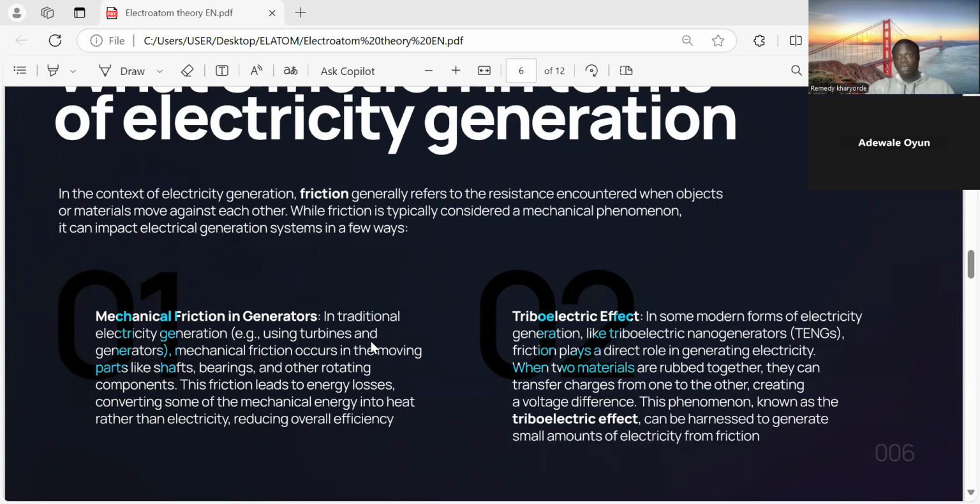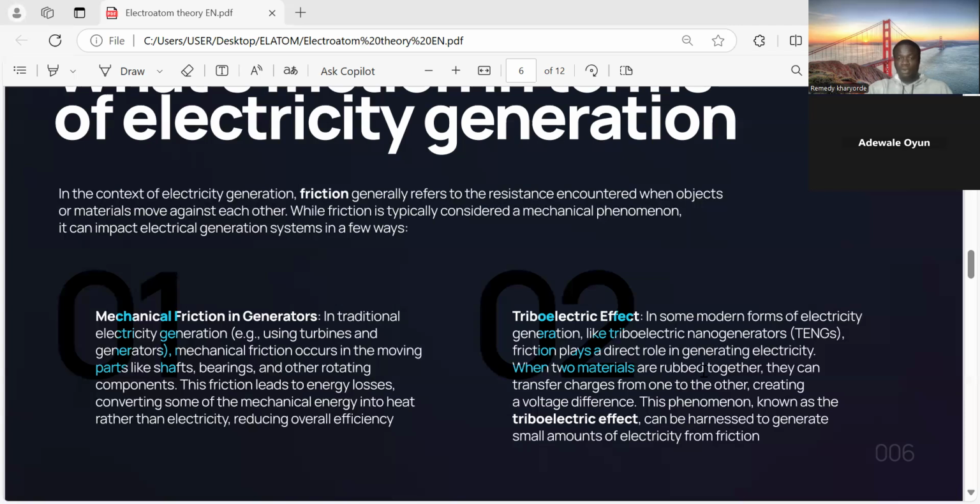So in traditional electricity generation, the friction that occurs in the mechanical friction is due to moving parts like the shaft, the bearing, and other rotating components. And due to this process, the friction that occurs leads to energy loss and converts some of the mechanical energy into heat rather than electricity. So more like our traditional generator, that after a while it gets hot and it brings out smoke.